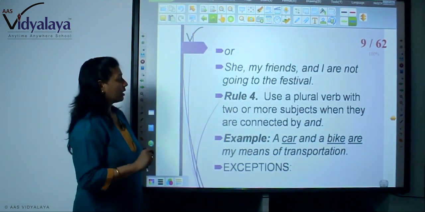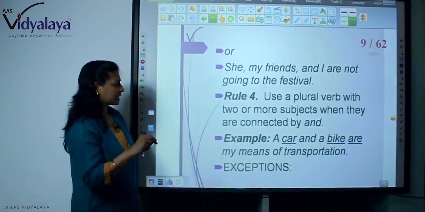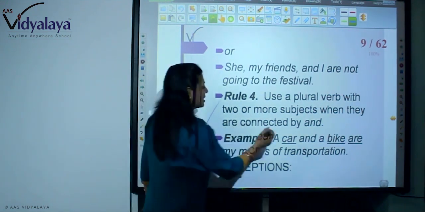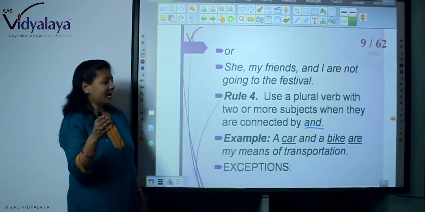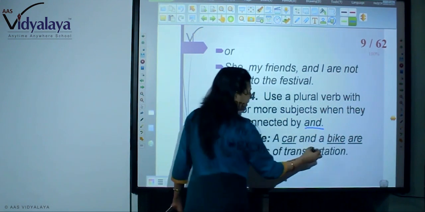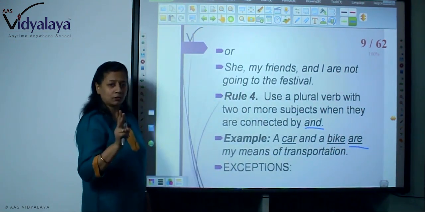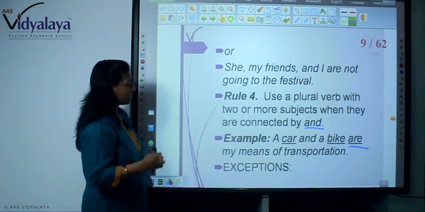Now, fourth rule. Use a plural verb with two or more subjects when they are connected by and. Always remember, and means more than one. One and one. Example, a car and a bike. Then the verb will be are, meaning both. Both are my means of transportation. Right?